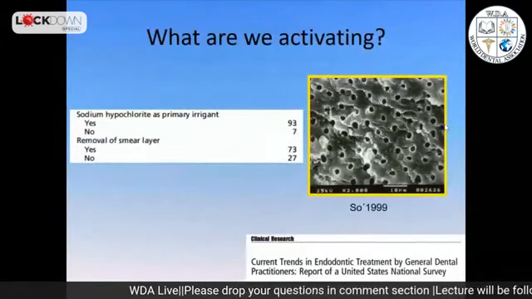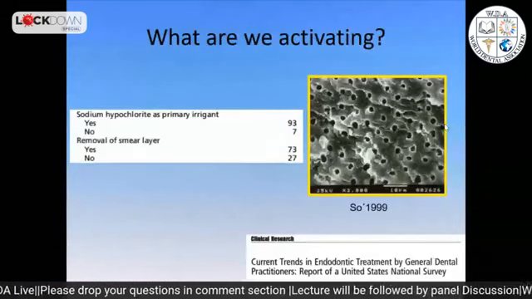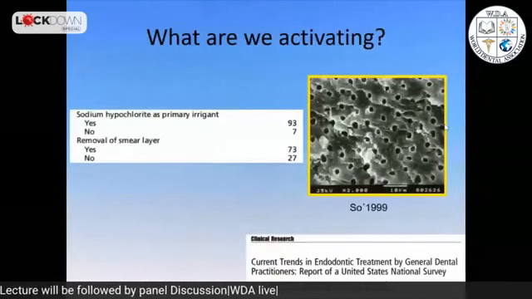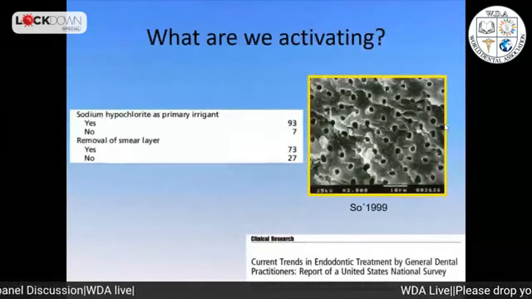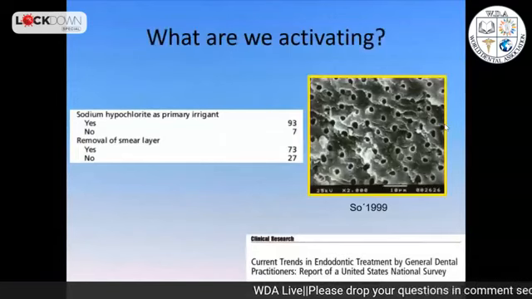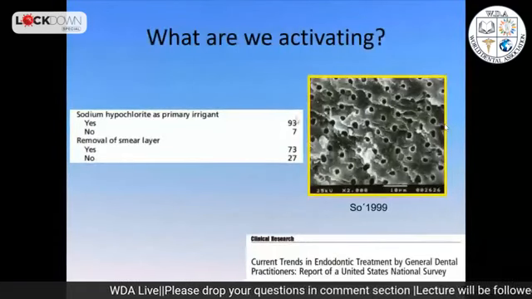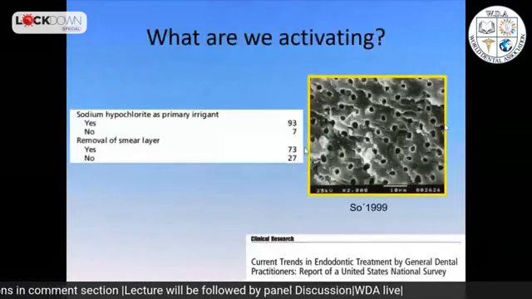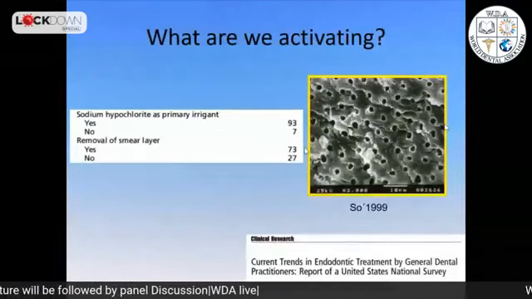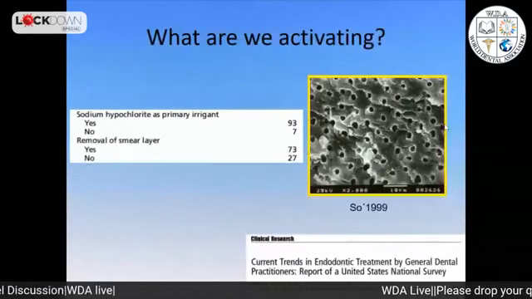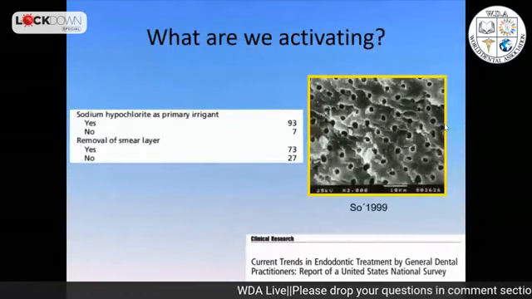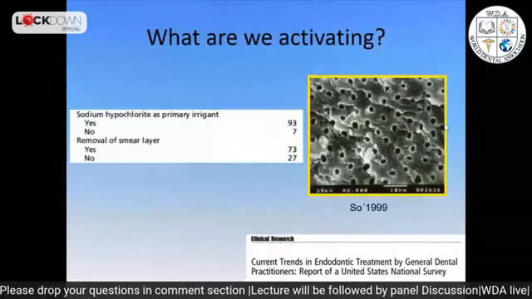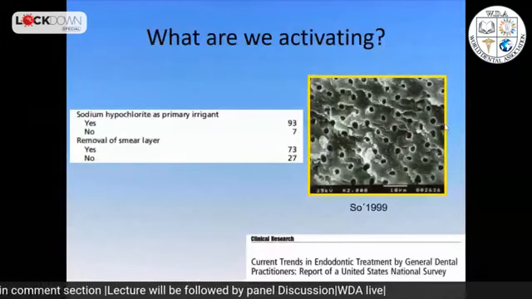Well, there are several surveys in different countries for different types of clinicians. This is a recent study from the US, where we see that generalists very commonly use sodium hypochlorite as their primary irrigant, and they actually aim to remove the smear layer. With that, it means that they add a chelating agent. So the use of these solutions is actually the most common sequence in endodontics for general dentists in the US.